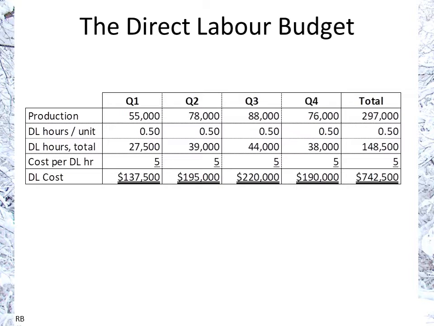Now, this can sometimes be more complicated if we have, for example, a certain minimum amount of direct labor hours because we have permanent employees that we're not going to pay less than a certain number of hours. We may also have some overtime issues as well. But this is the simple version of a direct labor budget.